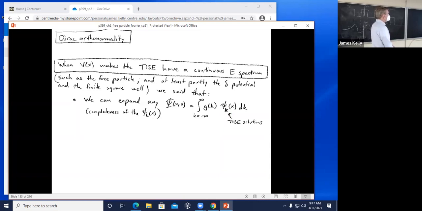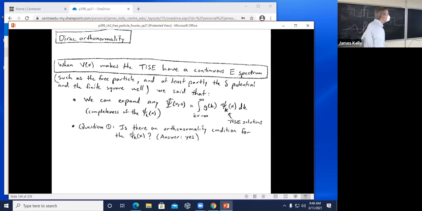And the claim is, because we're hoping, there's been no proof of this, and I don't know a proof of this, we're hoping that these are a complete set of functions, we should be able to write any arbitrary initial state as a linear combination of those. And so these g of k's are kind of like our coefficients, the cn's, right? We're saying, put a cn in front of each one of these, it's g for that particular k, and then add them all up. That's a linear combination of them, but how you do it for a continuous case.